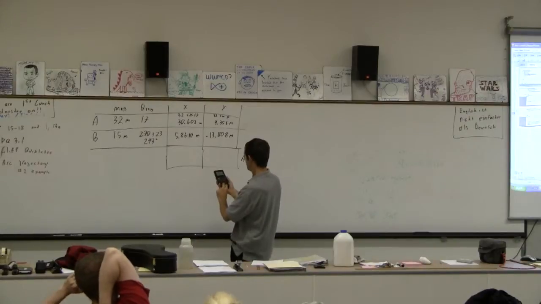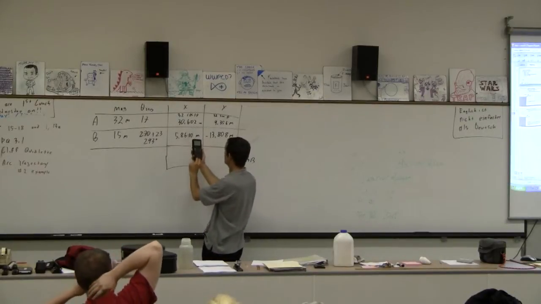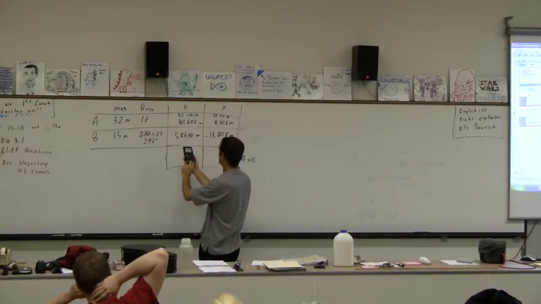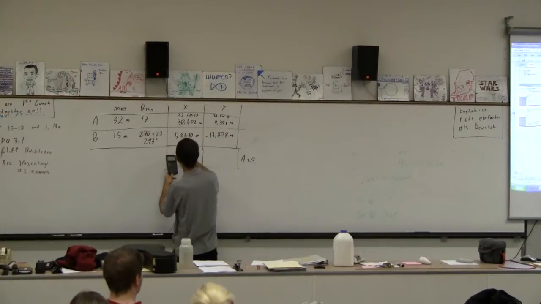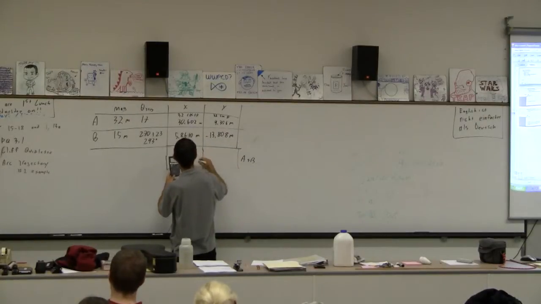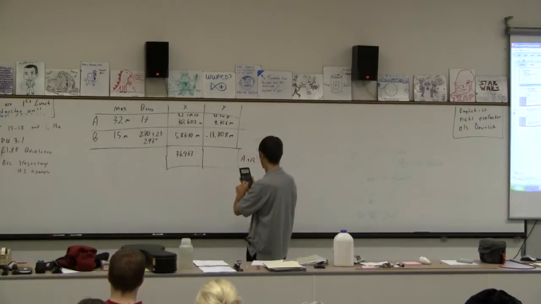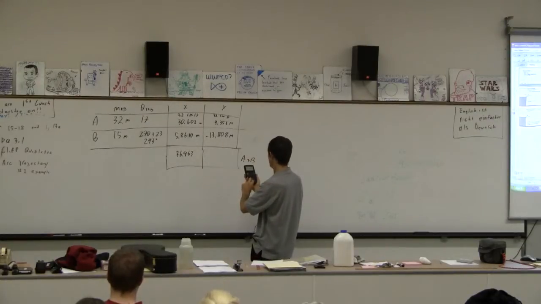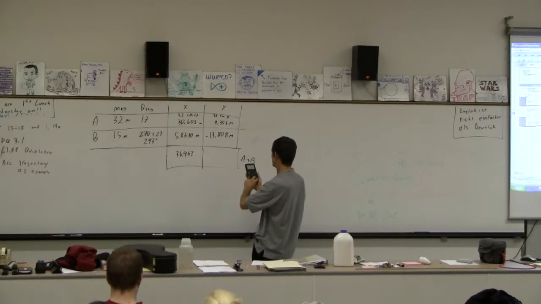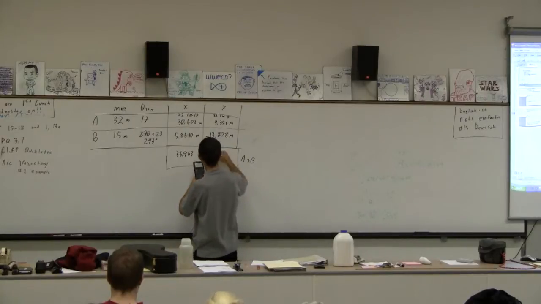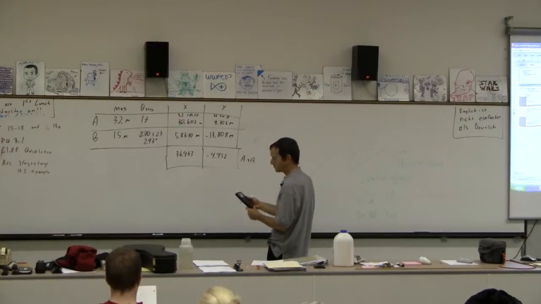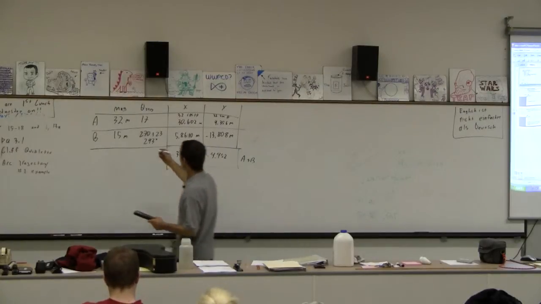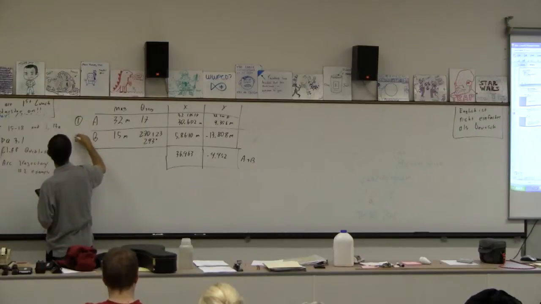So 30.602, this guy here, right? Plus 5.8610. And then this guy is negative 13.808, plus 9.356. There we go. And this is number 1, 2.